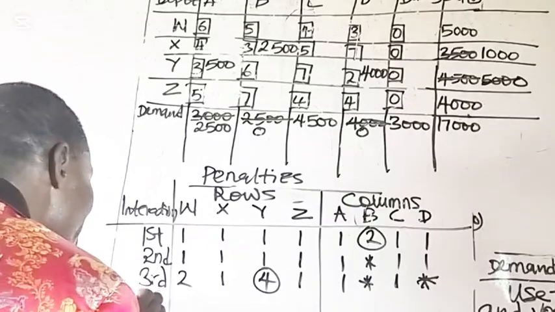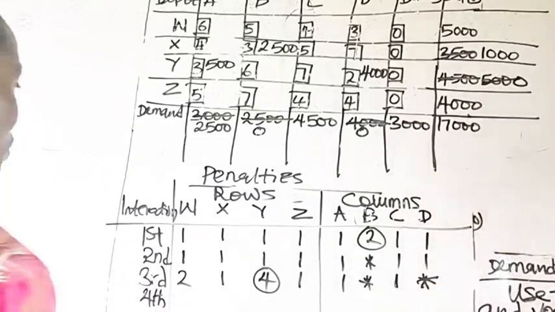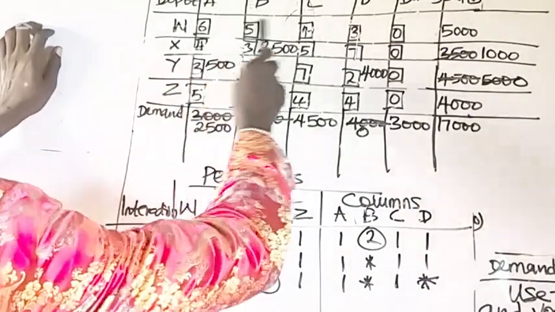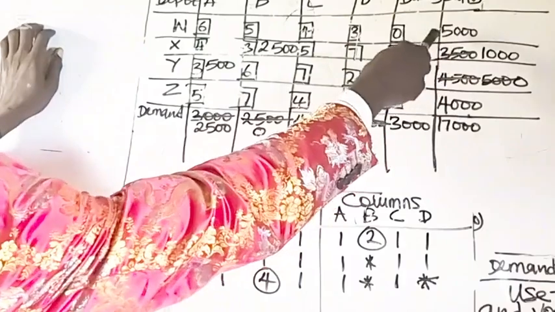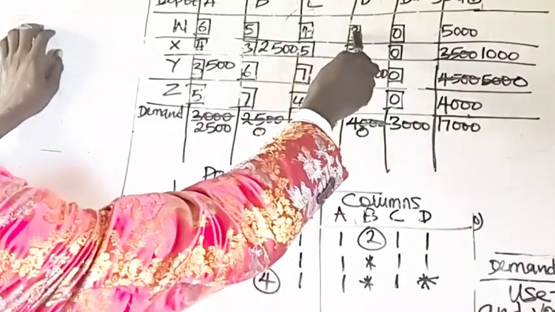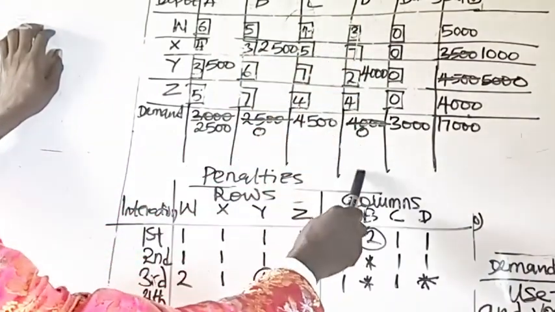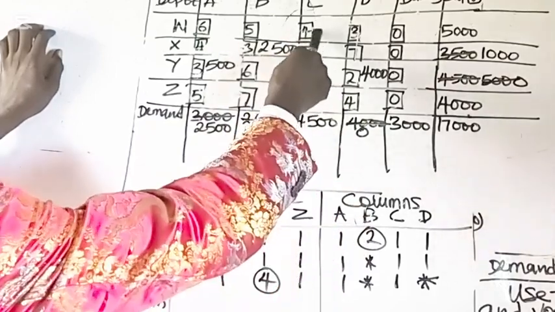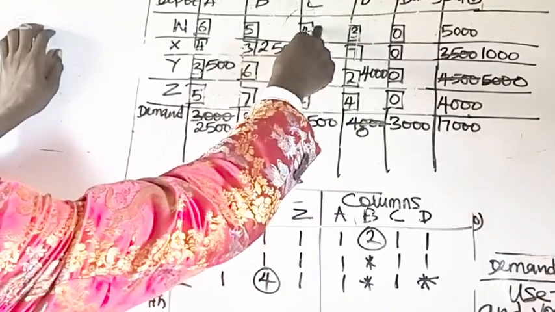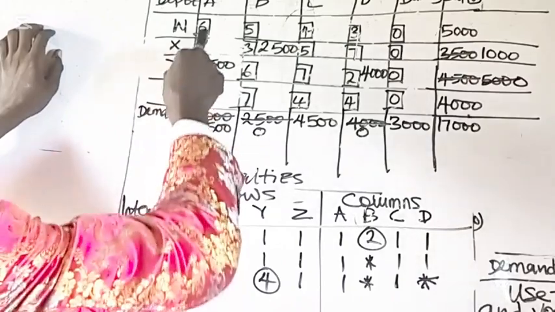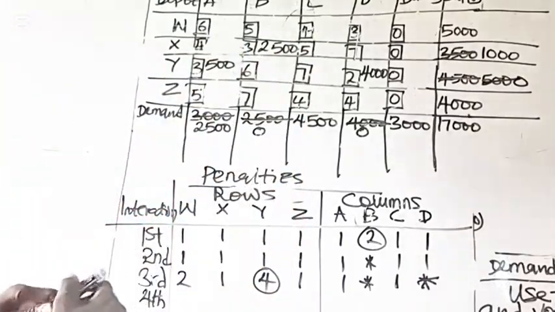2,500. Fourth iteration. So row W, you still have quantity there to allocate. So the least cost in row W, you can't use this 3 because you've exhausted what you have in that column. Then you still have quantity here. So 4. And then you finish this one. Then you have 6 because you still have quantity here. 6 minus 4, that is 2.